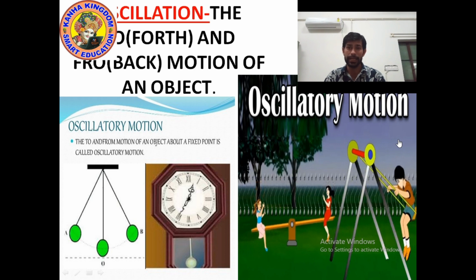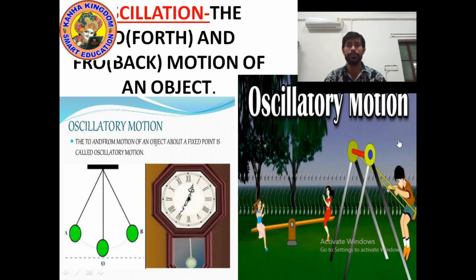You can see in the example in the picture, a pendulum is moving back and forth, again back, again forth. So what kind of motion is it? Yes, it is oscillatory motion. And you can see in the picture that a boy is swinging on a swing. He is also doing oscillatory motion.